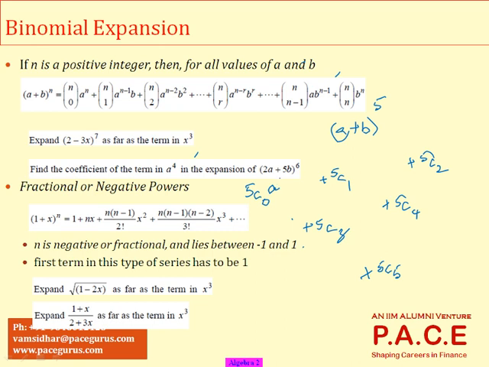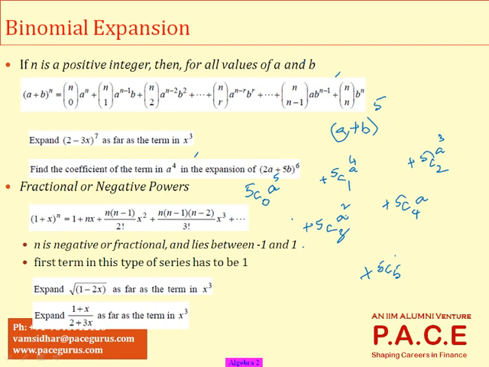Start with the highest power. So whatever is the first term, start with the highest power, 5. Make it 4 here. Make it 3 here. Make it 2 here. Make it 1 here. Don't make it anything, which is like make it 0. A power 0 is 1.